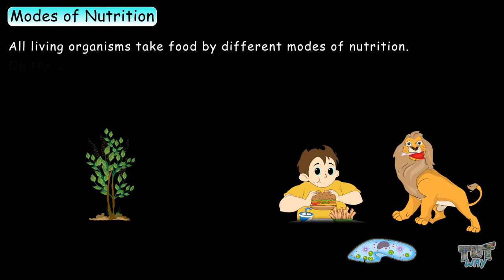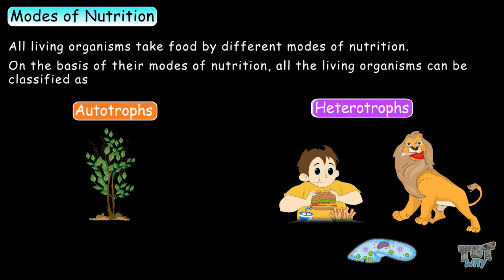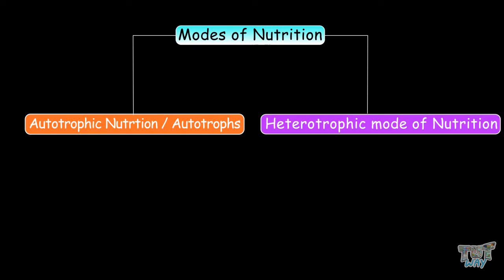On the basis of their modes of nutrition, all the living organisms can be classified as autotrophs or heterotrophs. And their modes of nutrition are known as the autotrophic and heterotrophic mode of nutrition. We will first be learning about autotrophs and autotrophic mode of nutrition.